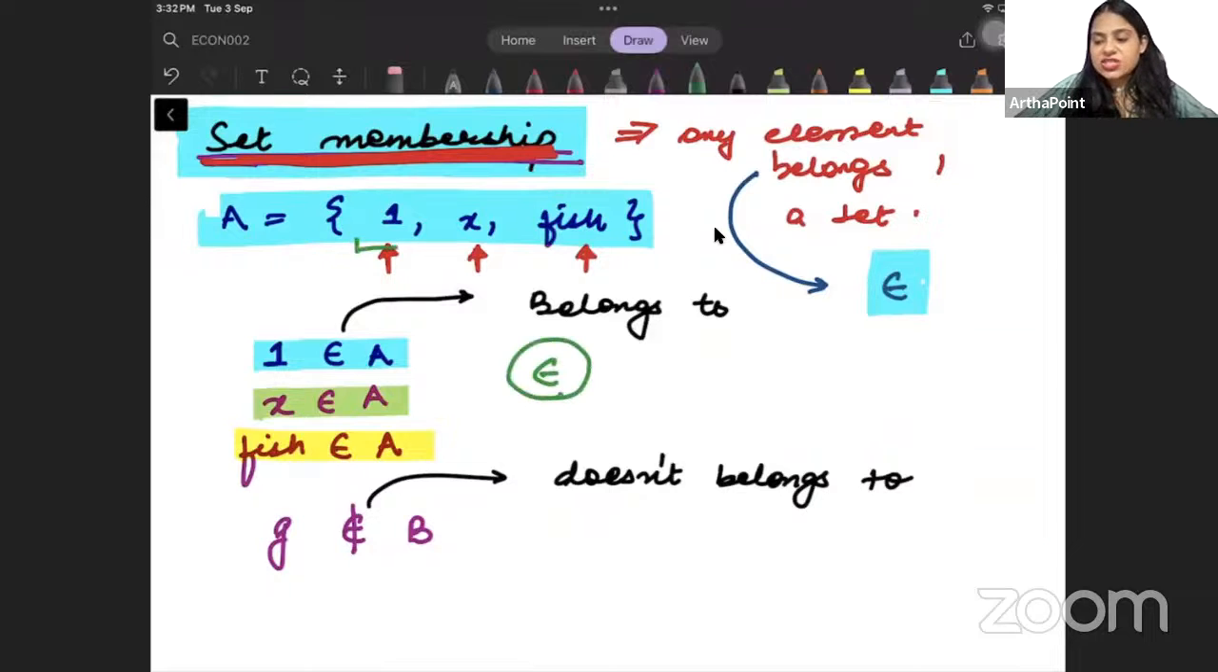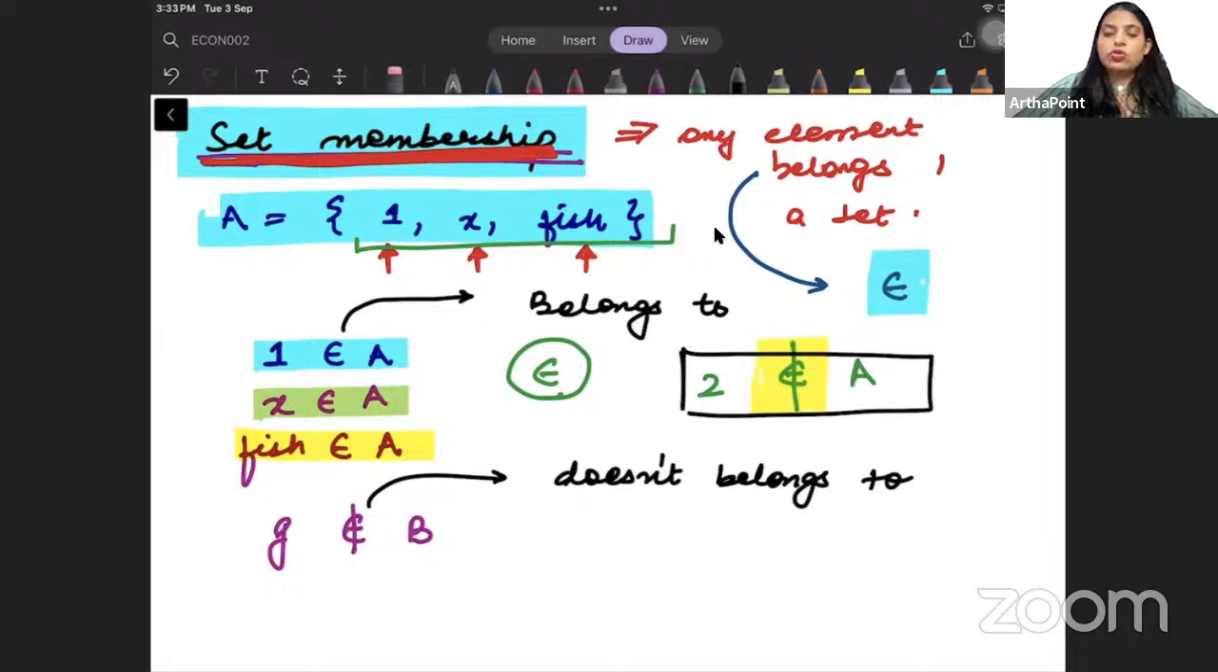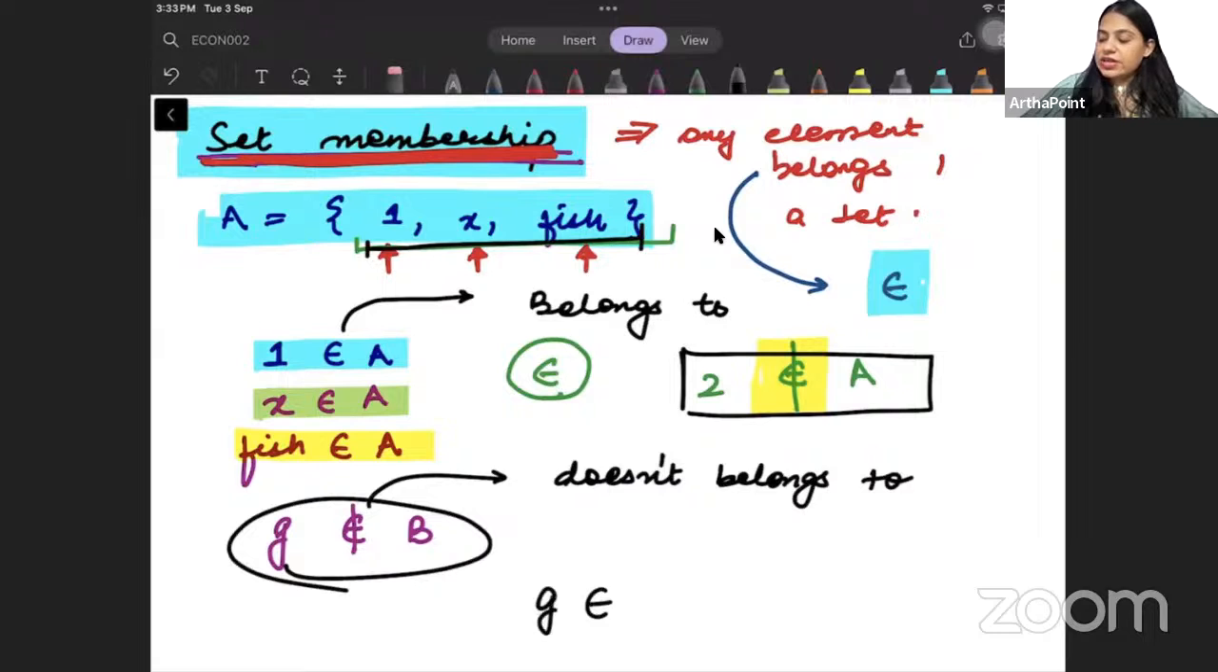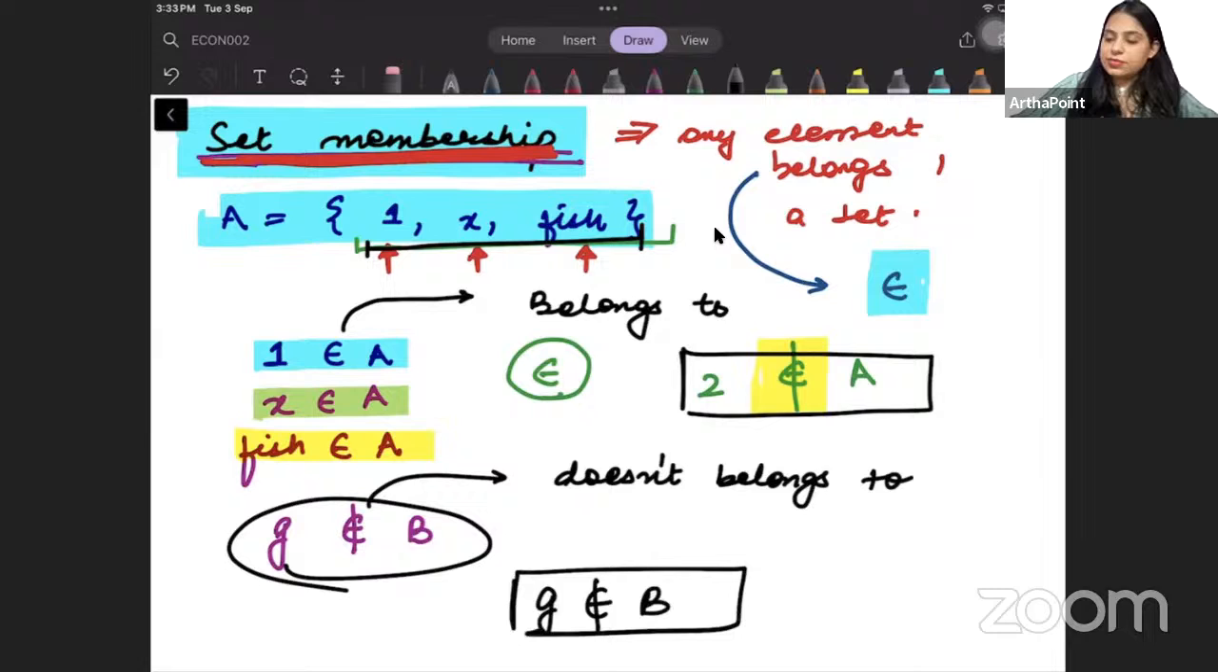Beta, does this set have 2 in it? No. So 2 does not belong to A. This is the sign of does not. इसको बोलते हैं does not. So 2 does not belong to A. Beta, does this have G in it? नहीं. So we can say G does not belong to A, not B, A. ठीक है? So this is the sign of does not belong.